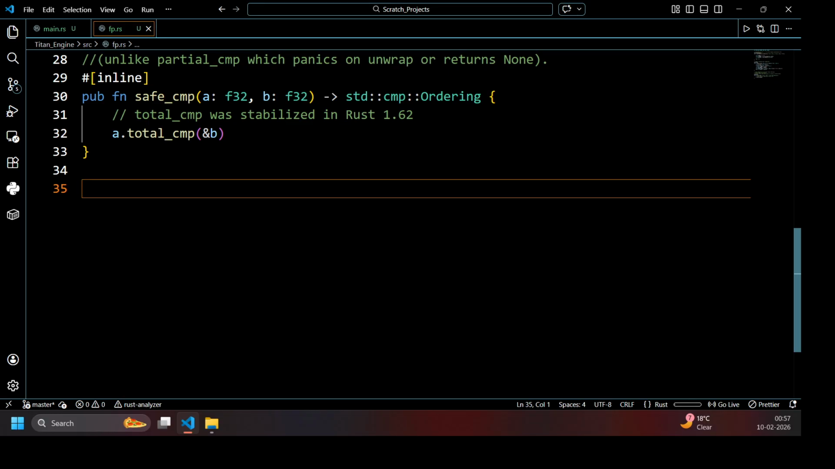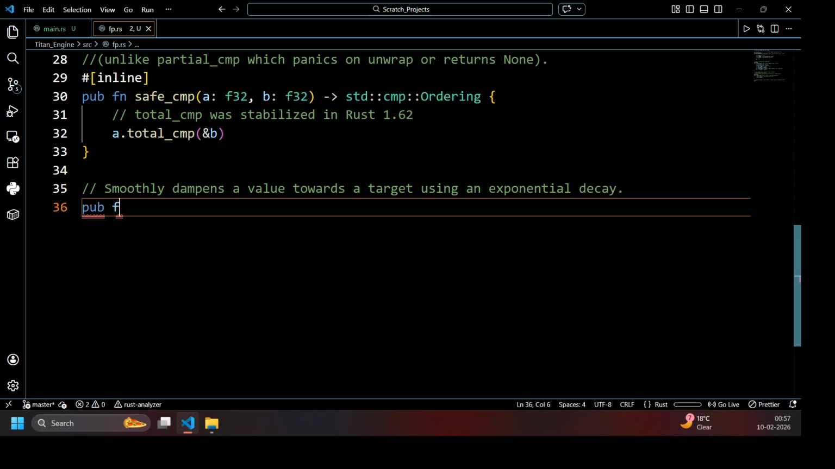Part 4 is smooth damp. Right. Now we're leaving the world of abstract math and entering the world of game development and UI design. The source description says, smoothly dampens a value towards a target using an exponential decay. This is the code that makes a camera follow a player smoothly, or makes a menu slide into view with that nice polished whoosh effect instead of just instantly appearing.